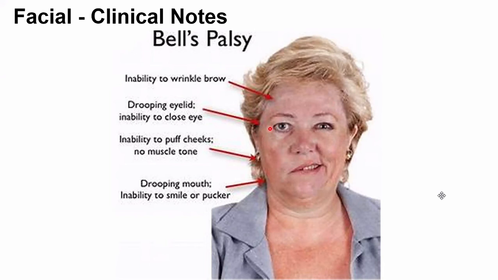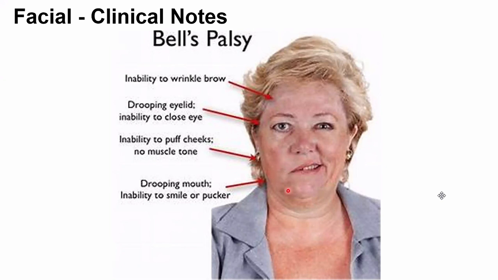There is a drooping eyelid. You cannot close your eye. You cannot open wide your eye because there is paralysis of the levator palpebrae superioris. There is inability to puff the cheek. It is a bit saggy, with no muscle tone, because your buccinator has poor tone because of the denervation. There is a drooping mouth because of this. All the muscles sag. You cannot smile because you have a paralyzed zygomaticus major.